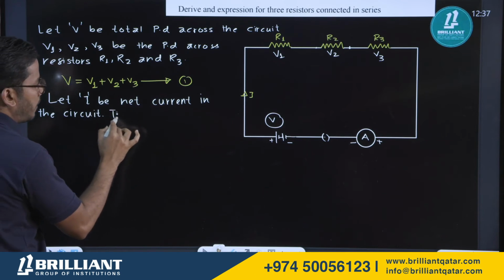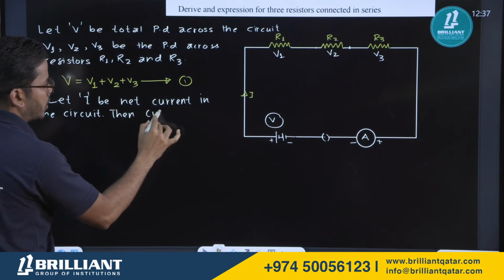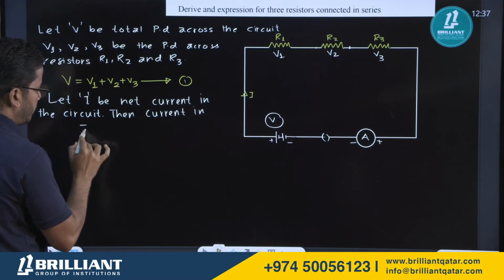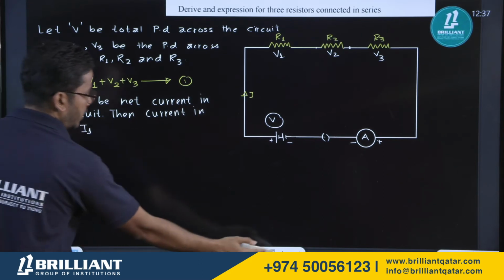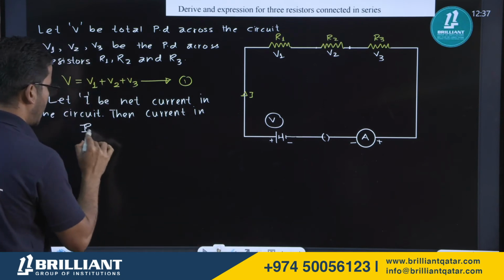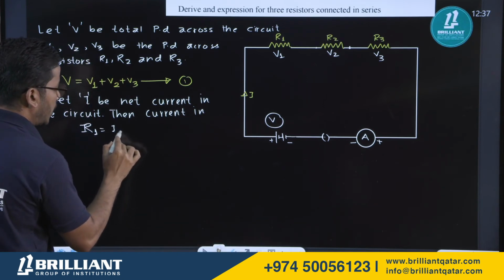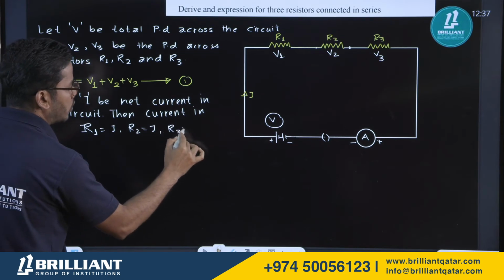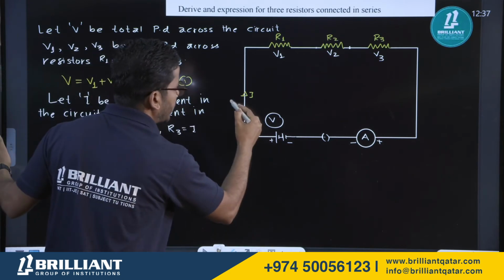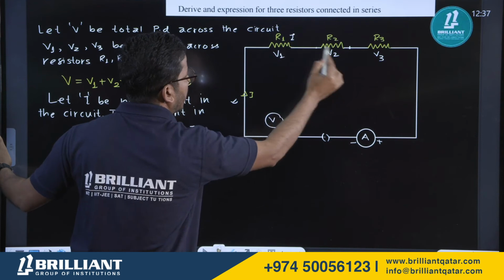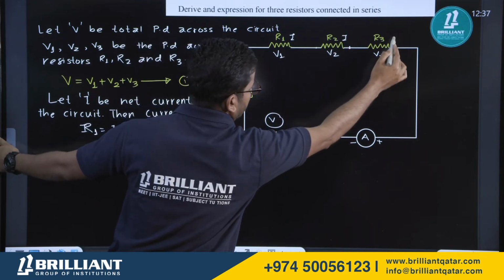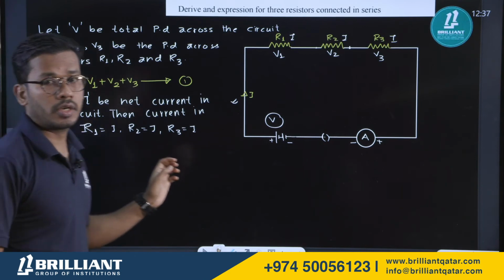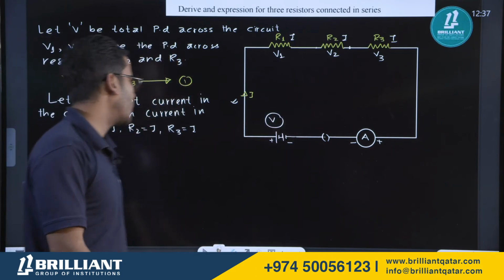Then the current in R1 will be equal to I. R2 will be equal to I, R3 will also be equal to I. If I take the net current as I, over here the current will be I, over here the current will be I, over here also the current will be I. Current is not changing, right? So current remains the same in individual resistors.